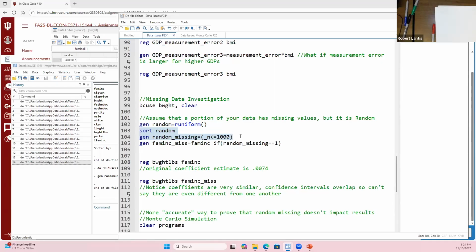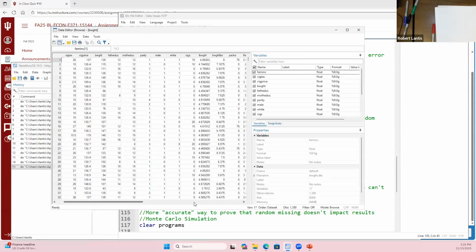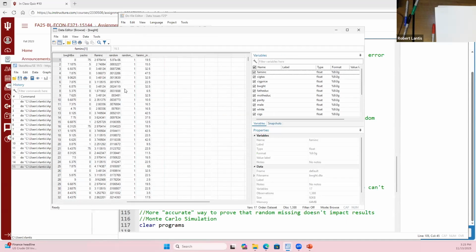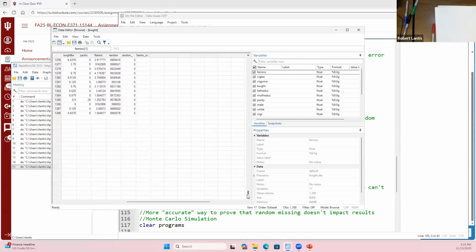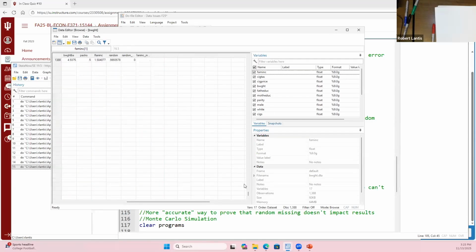I'm then going to replace family income with family income miss. So this will be like the data set I see that has a bunch of these missing values. Okay, so if I run this code, when I look at the data set, I'll have this random number, right? I was selecting the first 1,000 observations. After the first 1,000, they're all missing, right? There was a total of about 1,400 observations. I've only got 1,000 of them. I'm randomly missing 400. Okay?